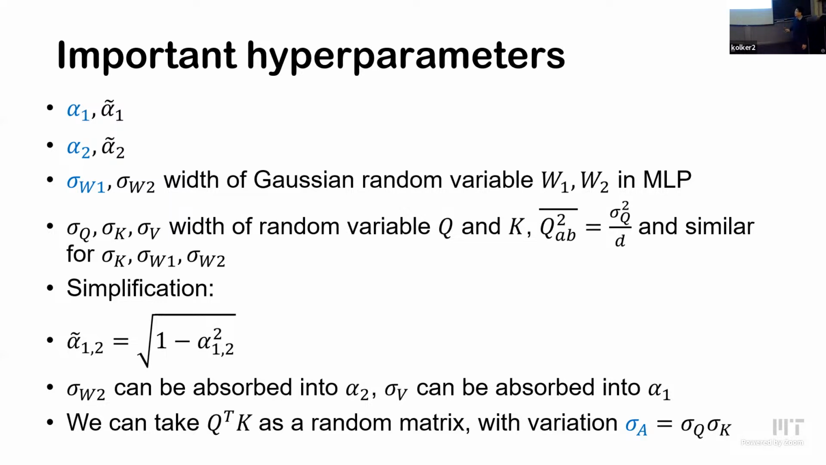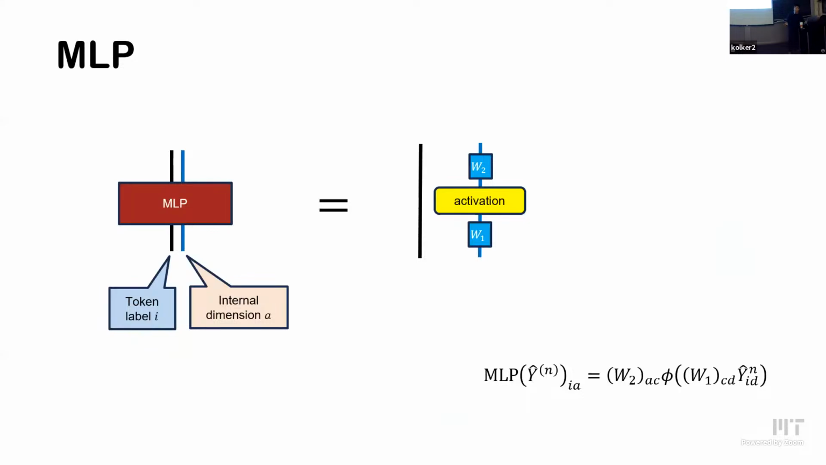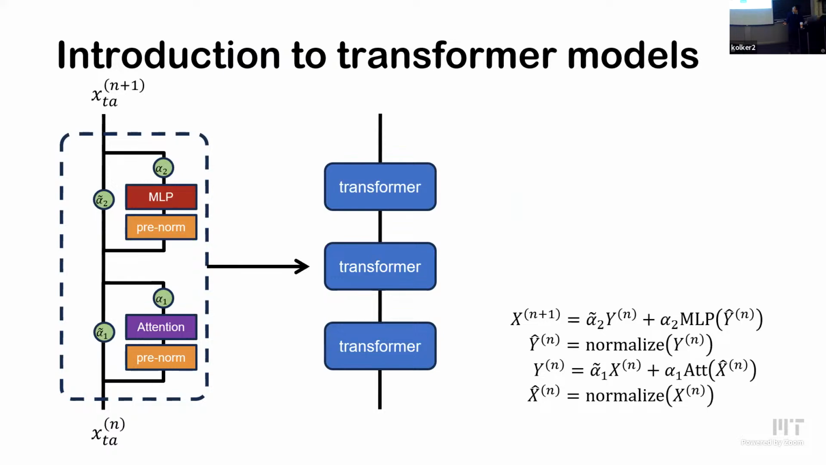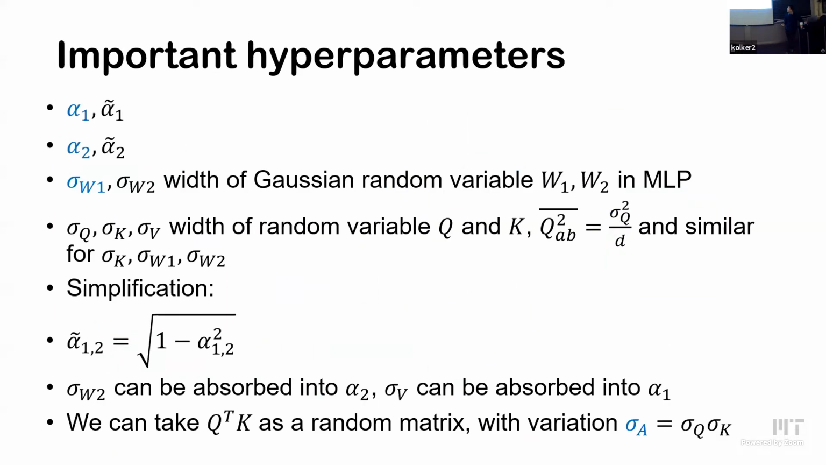So sigma W2 can also be absorbed, because when we think about the random ensembles, if you rescale this W2 here, to leading order it's just going to change the amplitude of this whole thing. But after that, you have this norm. So you can also just choose sigma W2 to be always 1 and then redefine alpha 2. I don't think that's exactly true, but if you only care about the amplitude, then you can choose sigma W2 to be 1. And then similarly, sigma V can be absorbed into alpha 1, so we will choose that to be 1 also.